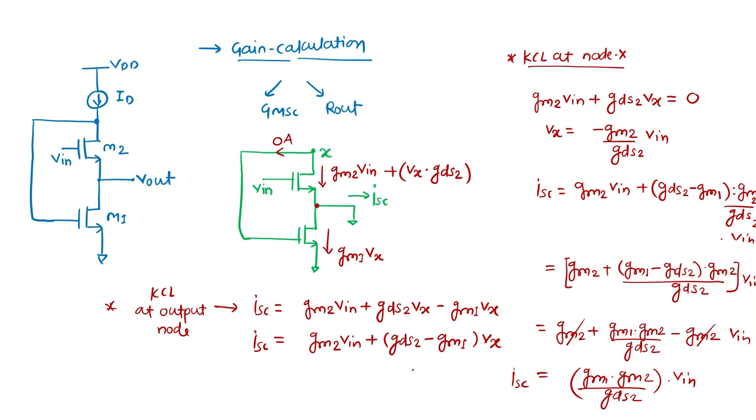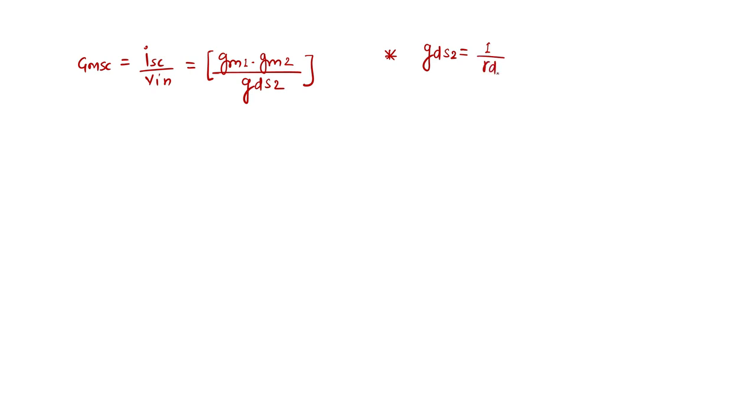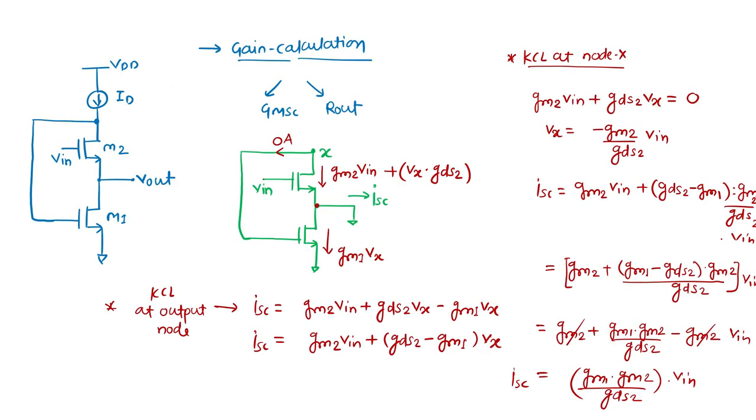So what is the short circuit transconductance we have obtained here? GMSC equal to ISC by Vin equal to GM1 GM2 divided by GDS2. Okay, so this is the short circuit transconductance we have obtained. What is GDS2? It is nothing but 1 upon RDS2. You can see and follow the steps. It's a KCL only, no KVL here.